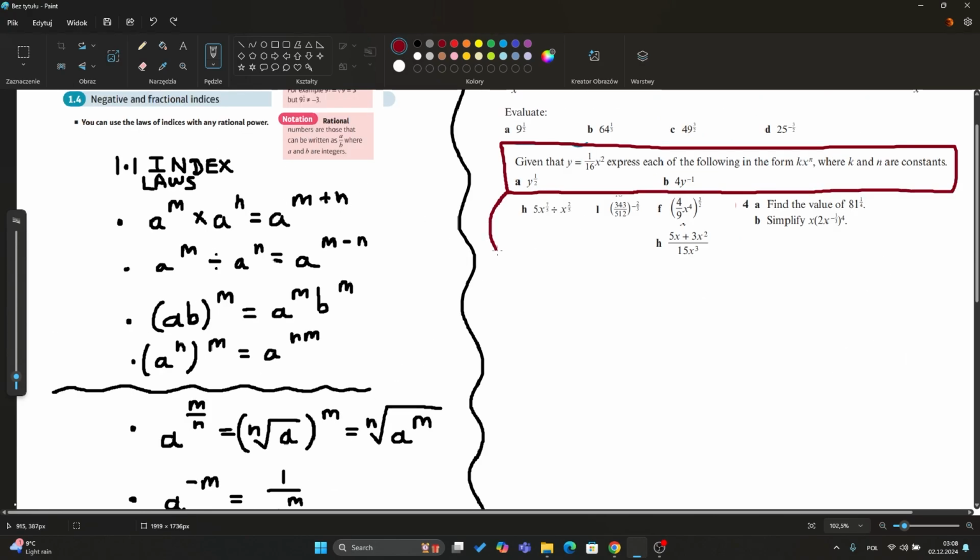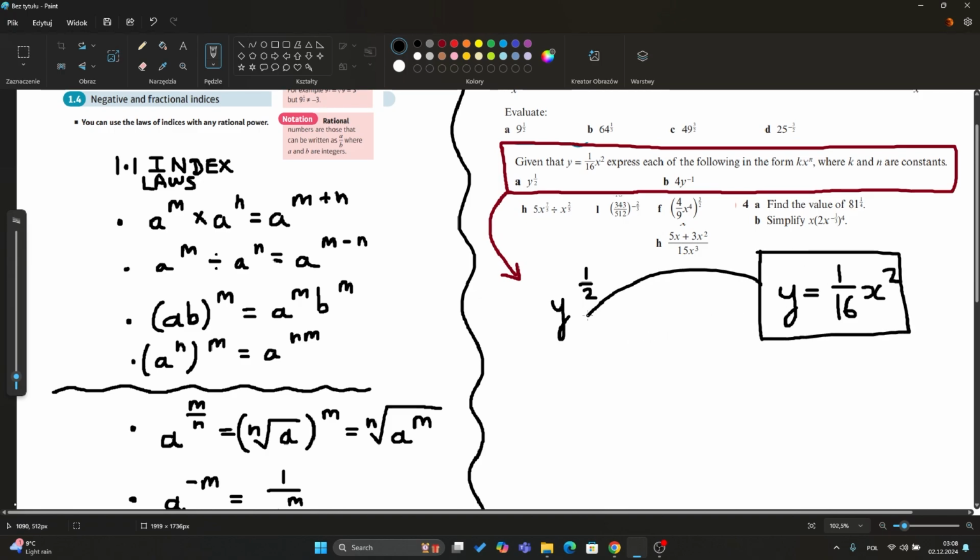Now we're doing this question where it says, given that y is the following, express each of the following in the form kx to the power of n, where k and n are constants, and a is y to the power of a half. So we have y to the power of a half, and we know that y is 1 over 16 x squared. So we plug in this value of y into this value of y. So this means that 1 over 16 x squared is to the power of a half.